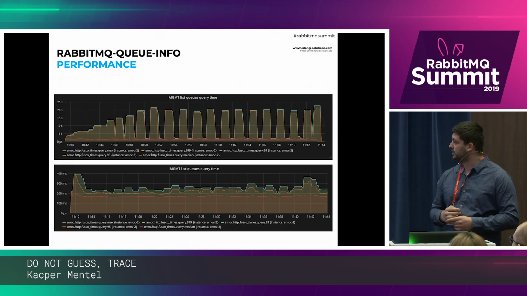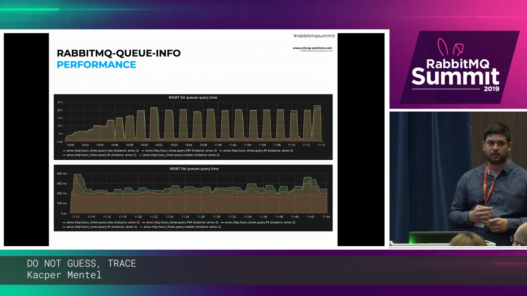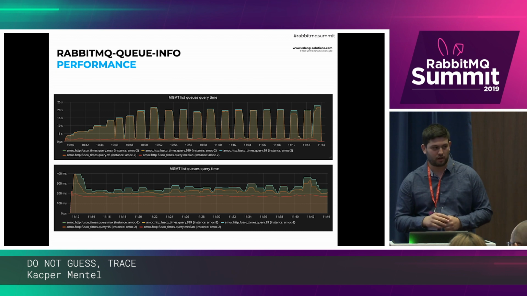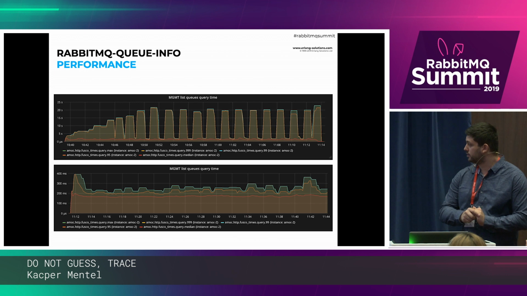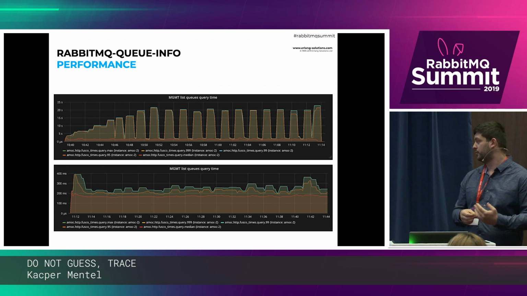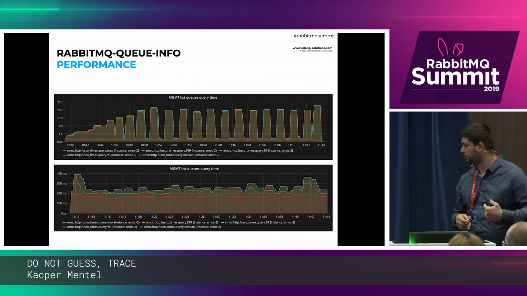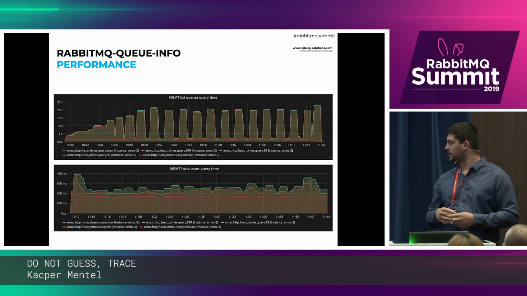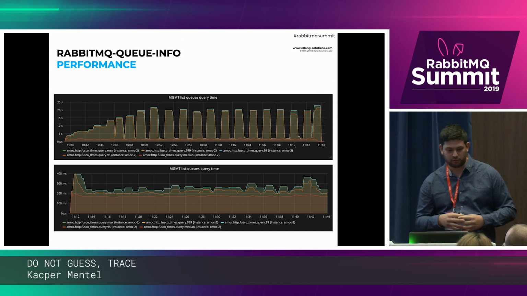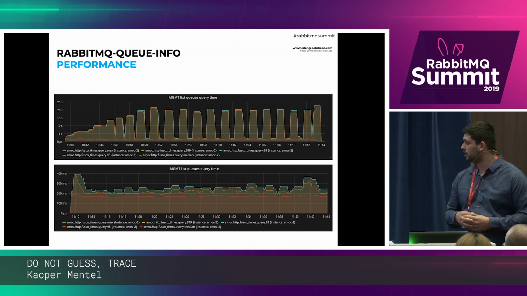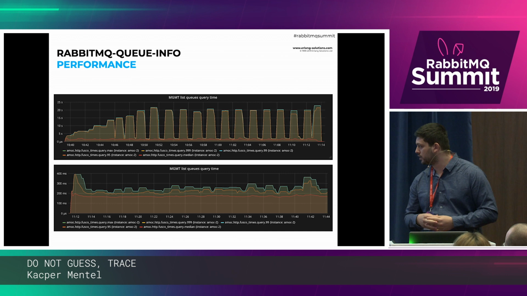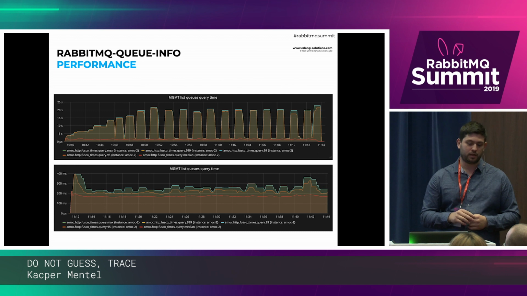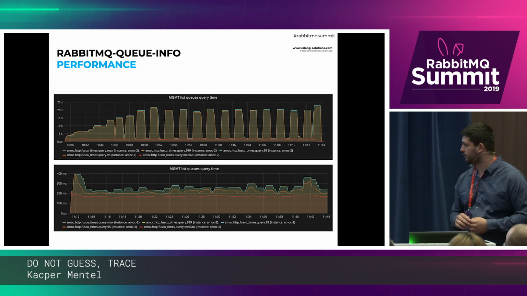The first graph is the one that I have already shown you. It shows management HTTP API response times. And the second graph shows response times to HTTP requests to this list queues endpoint from this RabbitMQ QInfo plugin. You can see that the median is below 200 milliseconds, while percentiles and max values are slightly higher, but in majority of cases still below 300 milliseconds.